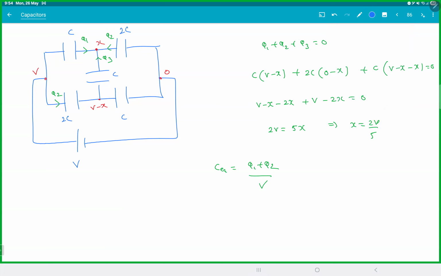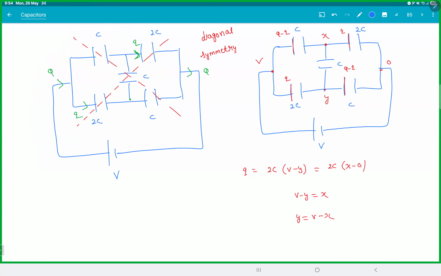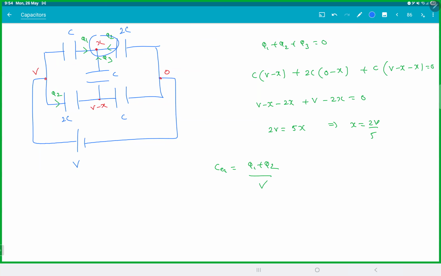C नहीं आएगा रे, इतना अच्छा आंसर नहीं आएगा. Clear with this? You can solve this. There. So if at all they ask you this unbalanced Wheatstone bridge, in that they give you diagonal symmetry, you can directly write this is x and V minus x. That's it. There's nothing there.